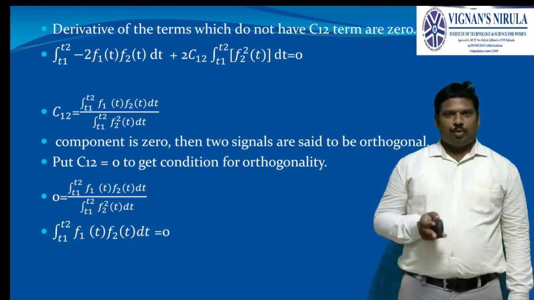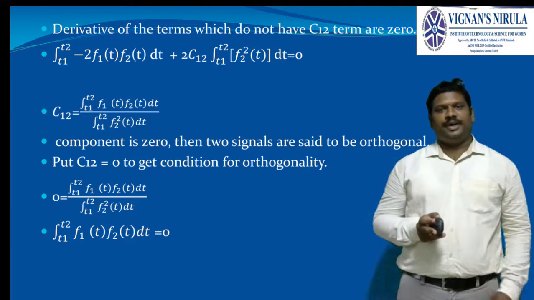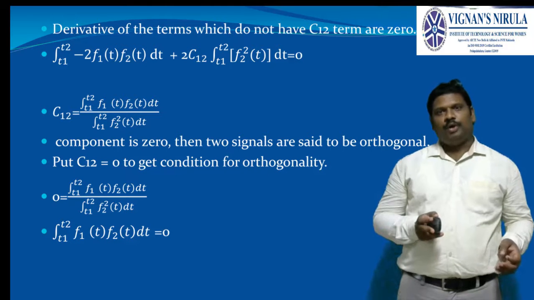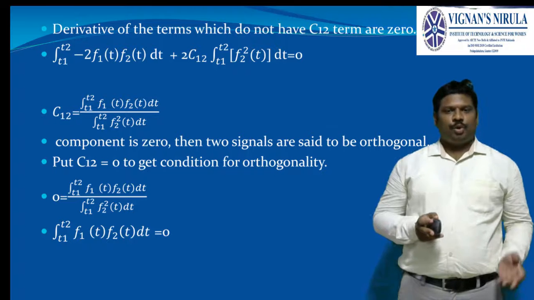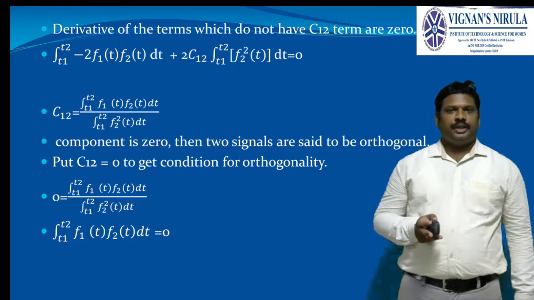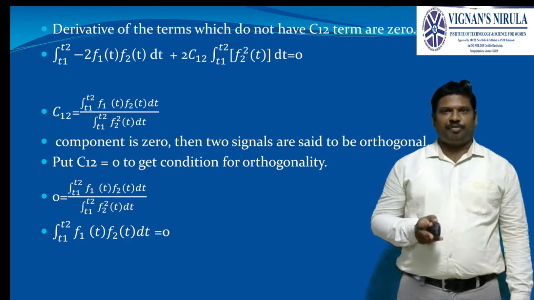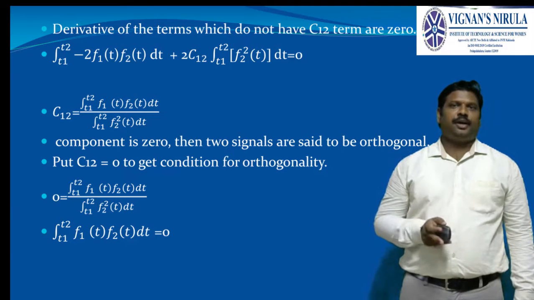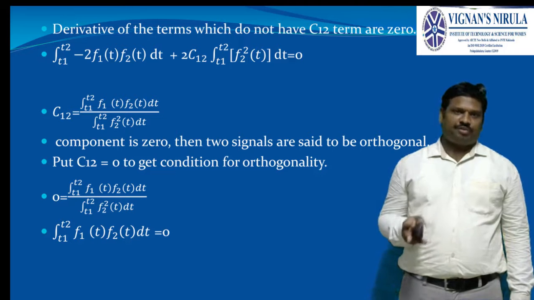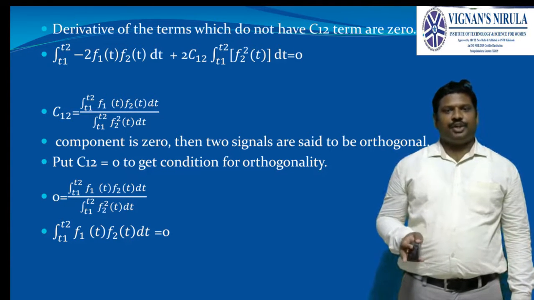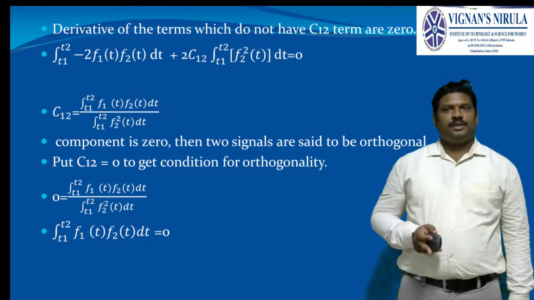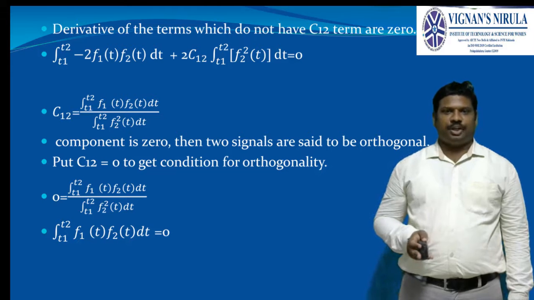Where c12 is nothing but our component, which minimizes the mean square error, as the mean square error is minimum. One more important point is that the component will be 0 when the two signals are said to be orthogonal. That is, c12 is 0 to get the condition for orthogonality. With c12 substituted as 0, the integral of t1 to t2, f1 of t, f2 of t dt by the integral of t1 to t2, f2 square of t dt, and the denominator term will not be 0. The integral of t1 to t2, f1 of t, f2 of t dt will be equal to 0.